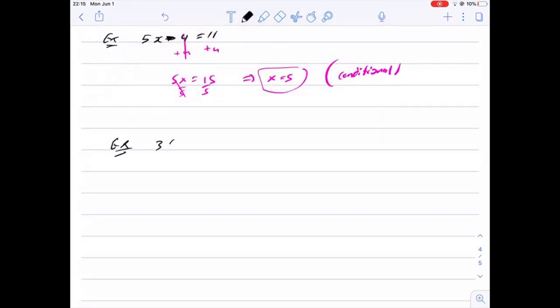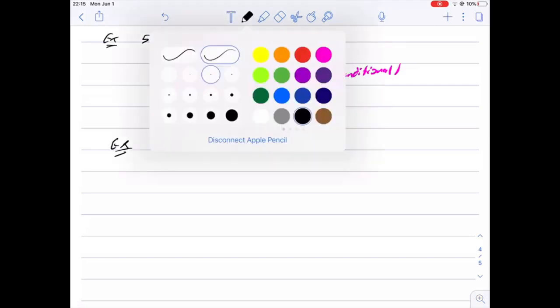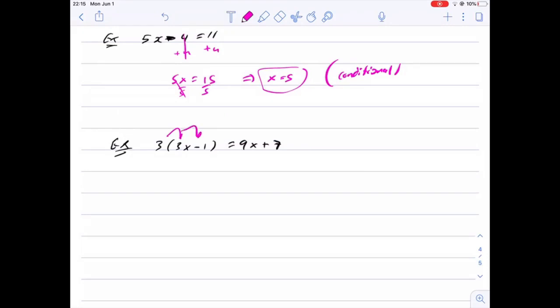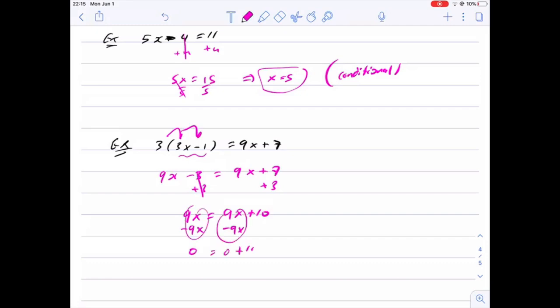The last example is 3 times (3x minus 1) equals 9x plus 7. Let's solve this equation. We distribute 3 on this expression. We get 9x minus 3 equals 9x plus 7. We add 3 to both sides. We get 9x equals 9x plus 10. And then we subtract 9x from both sides, we get 0 equals 10. This is impossible, so we have a contradiction.